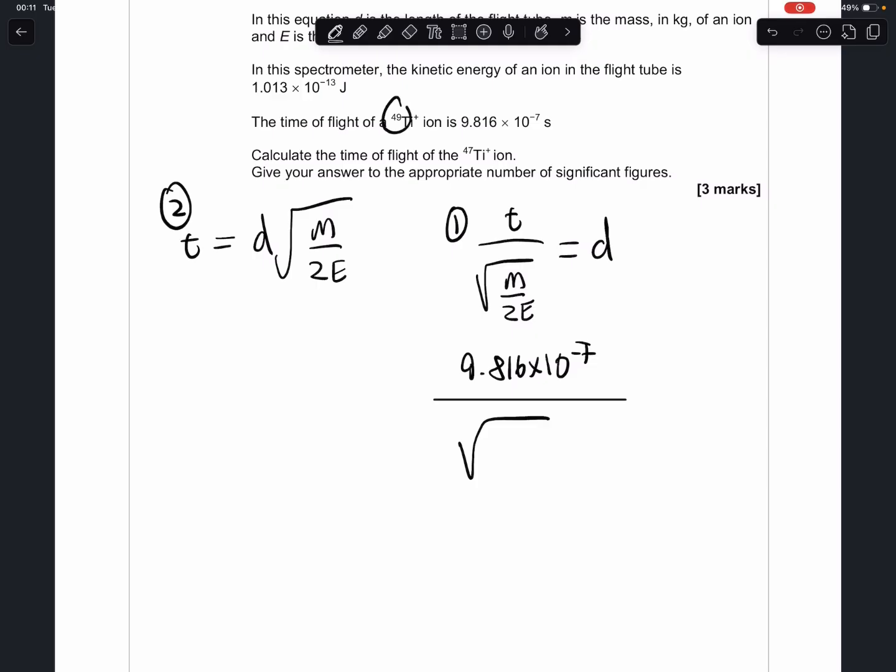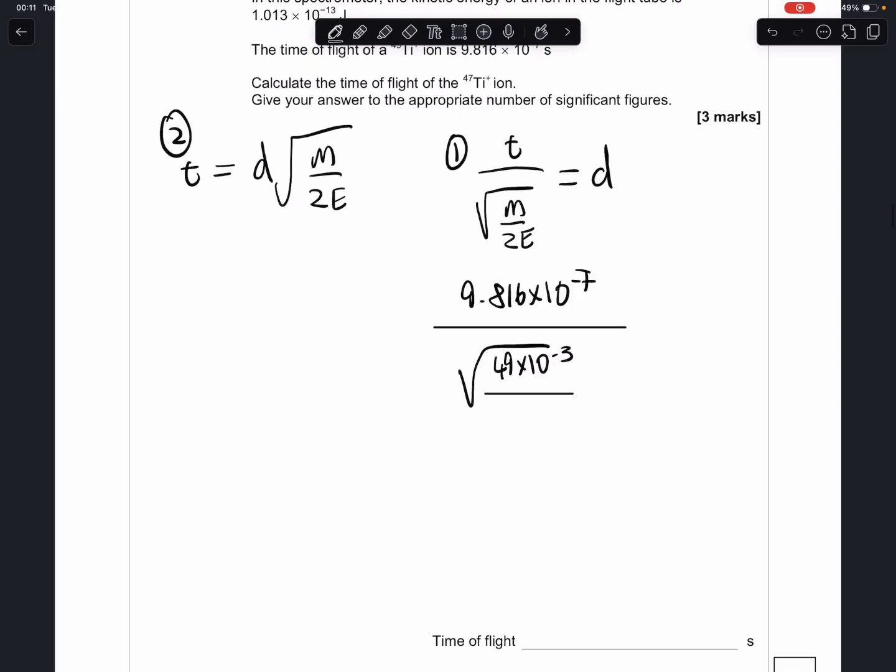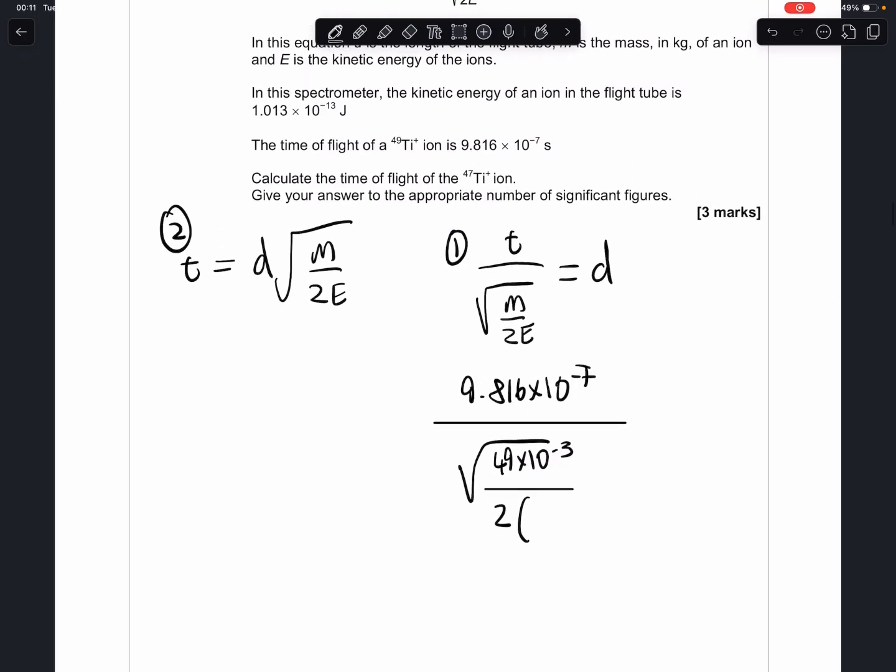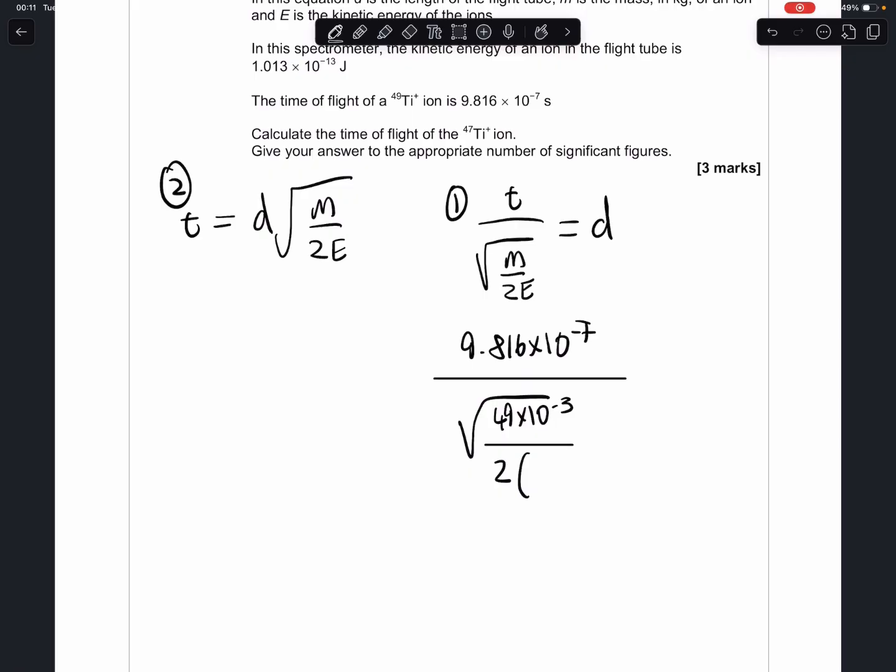So if this is in grams per mole, we need to turn that into kilograms. So that's going to be 49 times 10 to the negative 3, and we're going to divide that by the kinetic energy times 2, because there's 2 in the equation. So that is going to be 2 times the kinetic energy, which is given there, 1.013. So if you put that into your calculator, you'll get your answer for the distance to be 1.99 times 10 to the negative 12.